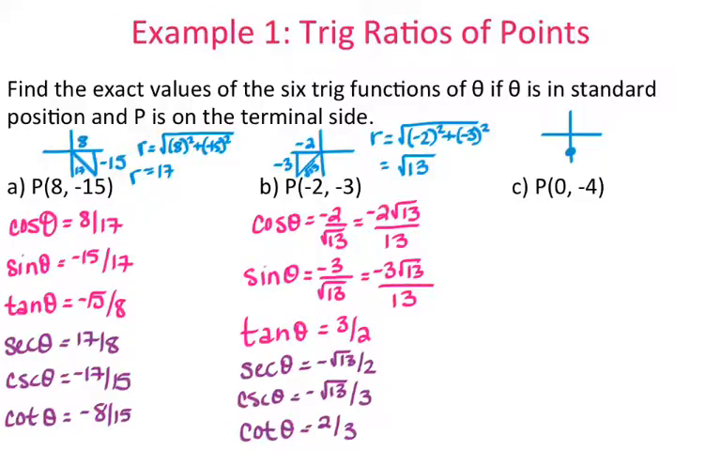But let's go ahead and find r, just like we did with the other ones. It's the square root of x squared plus y squared, which gives you 4. So r is 4.